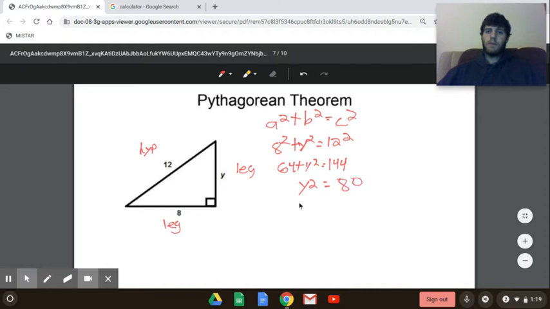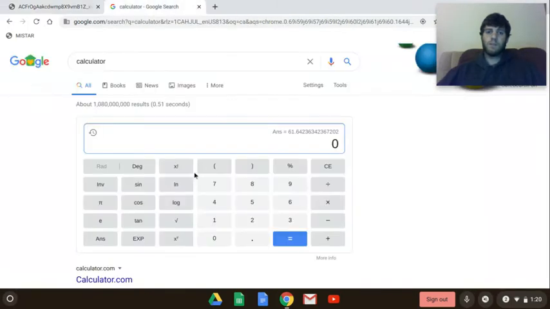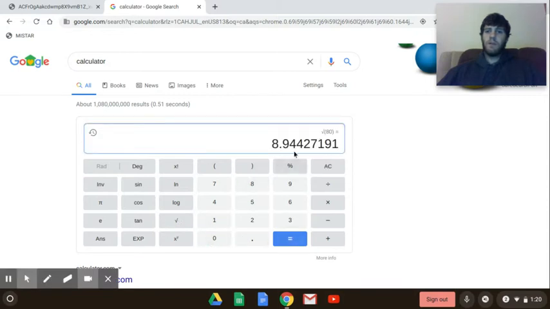Then to get rid of the square, you have to do the inverse operation, so we have to take the square root. And so y is going to be really plus or minus, and it's going to be 8.9. The square root of 81 is 9, so this is going to be just a little less than 9. We can put it in the calculator just to be sure. Square root of 80, 8.94, so 8.9 is fine.